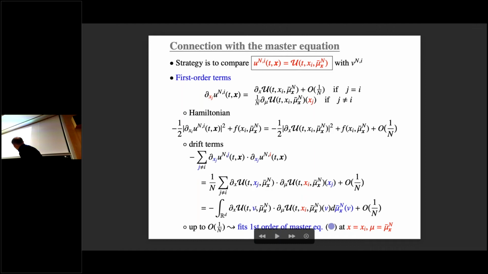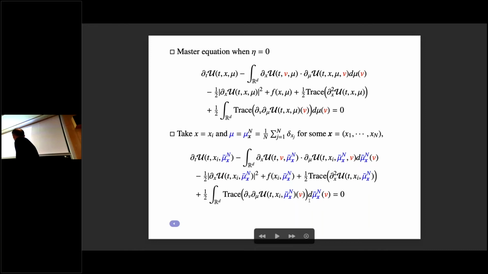I know that j is not equal to i, but up to a new definition of capital O of 1 over n, this is fine. And in fact, if you come back to the master equation that we had yesterday, maybe I have this if you press the button. So that's a good point. So this was the shape of the master equation we had yesterday.